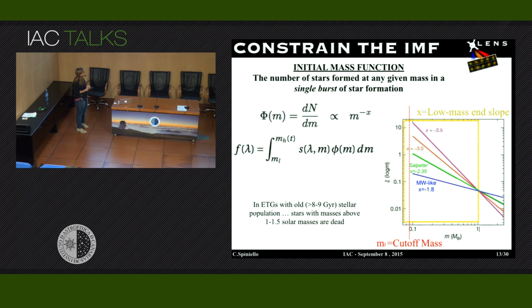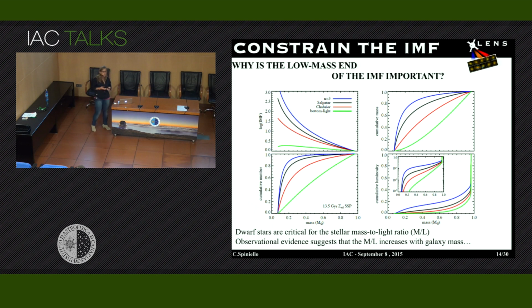And here I'm showing different IMFs. I will refer to a Milky Way-like one because, although it's unimodal, it gives me the same mass to light ratio that I would have if I used a Kroupa or Chabrier-like IMF. Then a Salpeter-like IMF with an exponent of 2.35, and I will refer to those ones as bottom-heavier IMFs, because I'm increasing the number of low mass stars. And the cutoff mass is basically the lower limit of the integral I'm using to compute the stellar mass. Why is this important? Because stars starting with different masses contribute differently to the light and to the mass.